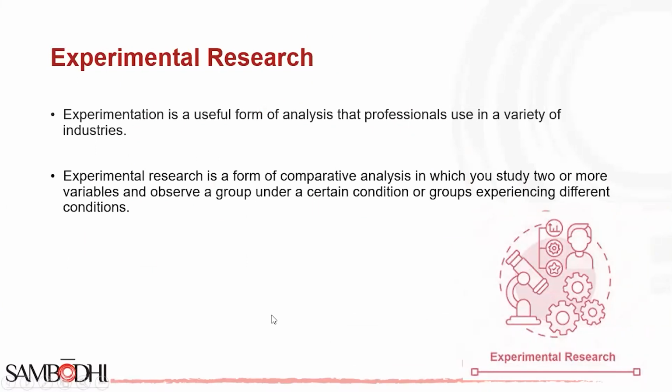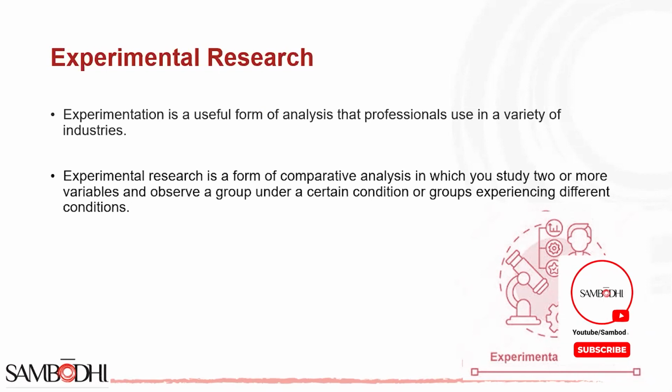Experimental research is basically a useful form of analysis that professionals use in a variety of industries. Experimental research is a method of gathering information, data on a subject through observation in controlled settings. Understanding the benefits of experimental research can help you better use it for your professional career. So it's a useful form of analysis that a professional uses in a variety of industries.